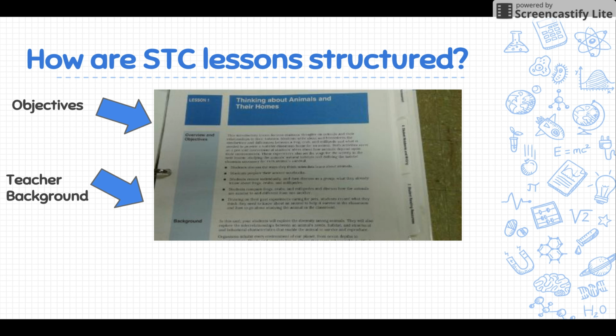The next section is teacher background, and this can be helpful if you're teaching a topic that's unfamiliar to you. I also find it very helpful when one of my very inquisitive students asks me a question. This teacher background section helps to prepare me for possible questions my students might have.